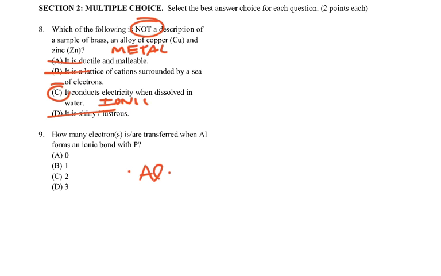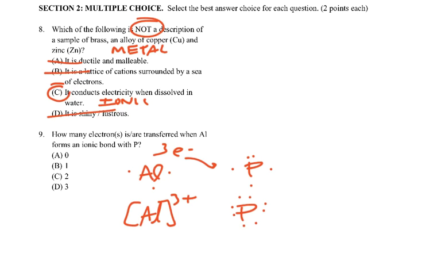How many electrons are transferred when aluminum forms an ionic bond with phosphorus? You've got to think back. Aluminum is in family 3, so it's got 3 valence electrons. Phosphorus has 5 valence electrons. As they turn into ions, the aluminum loses 3 electrons and they go over to the phosphorus, and the phosphorus ends up with 8. Remember, ions have brackets and a charge, so it becomes 3 plus, 3 minus. 3 electrons are being transferred.